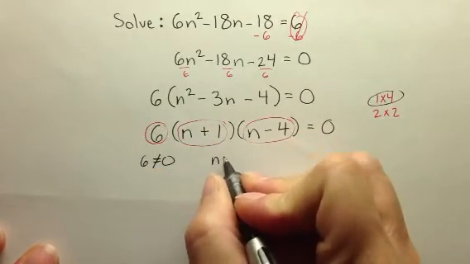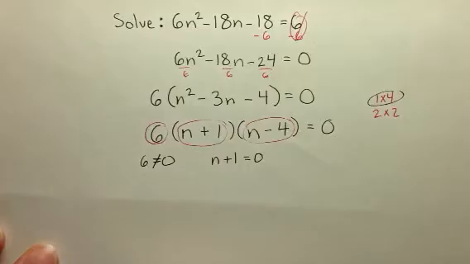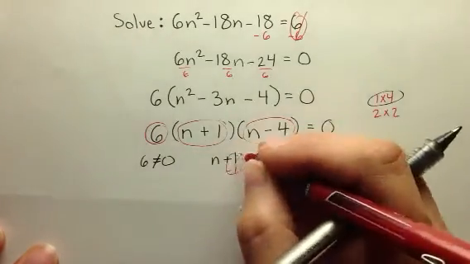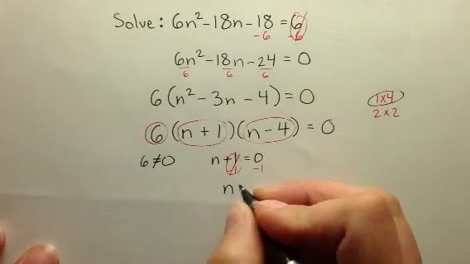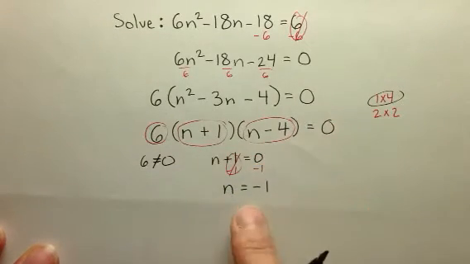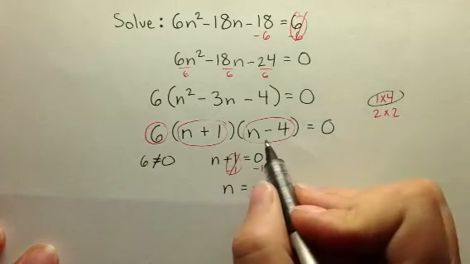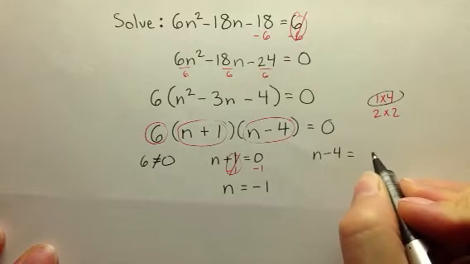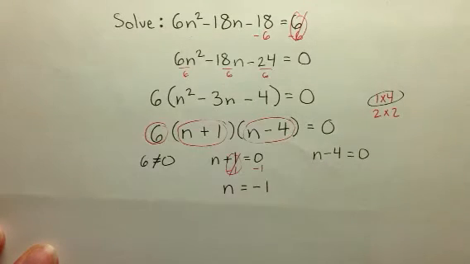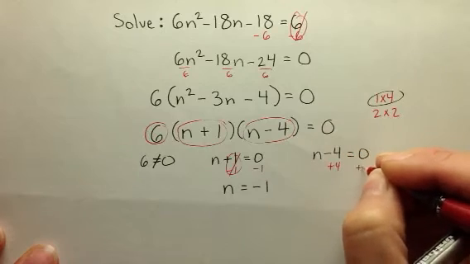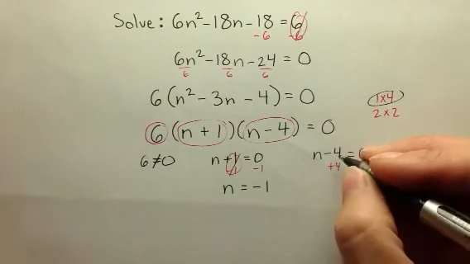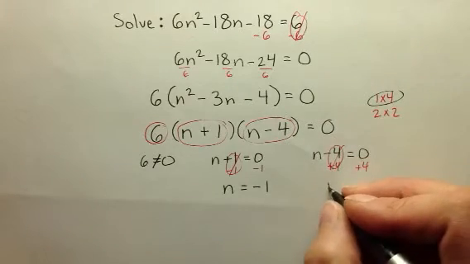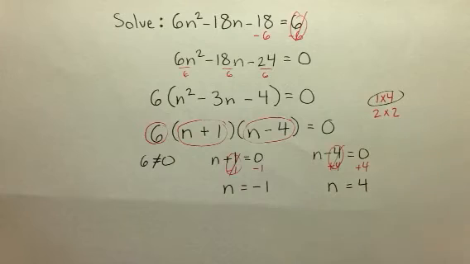Let's try this one. Well, n plus 1 could have been 0. So if that sum was 0, I'm going to subtract 1 from both sides to solve. That gives me n plus 0, which is n equals negative 1. So that's one of my solutions. My other choice here was that n minus 4, the difference, was 0. And if that was the case, we're going to solve by adding 4 to both sides. That makes this cancel out. That's 0. So n plus 0 is just n equals 4.